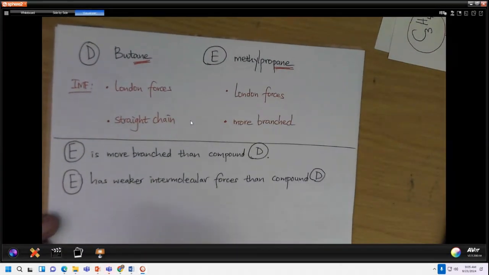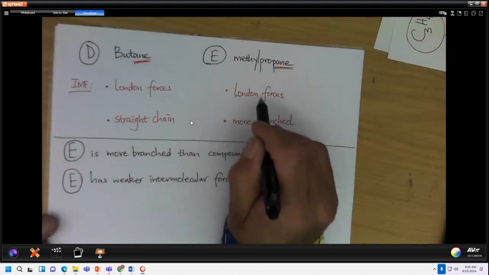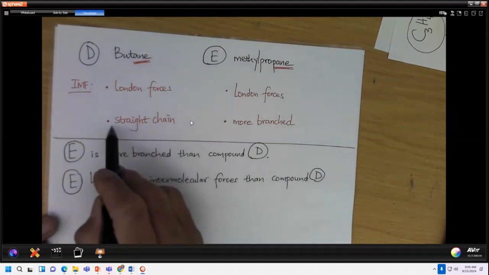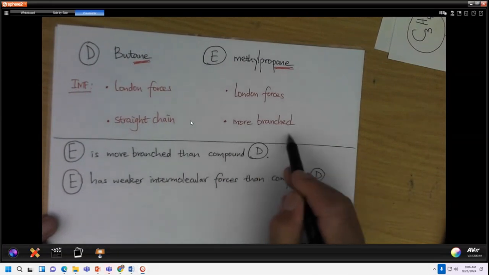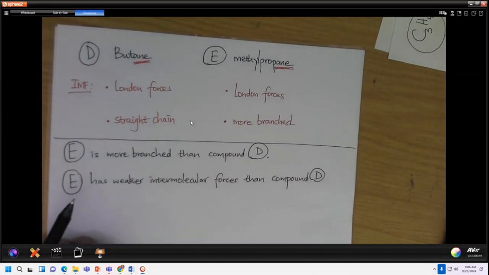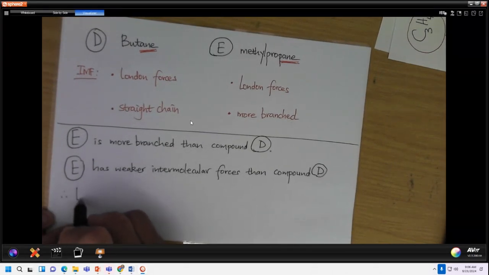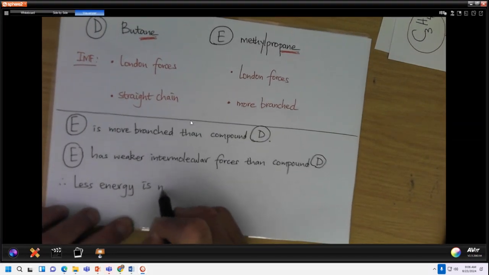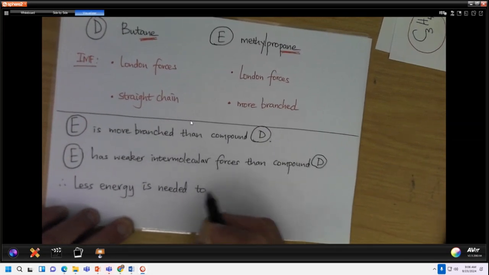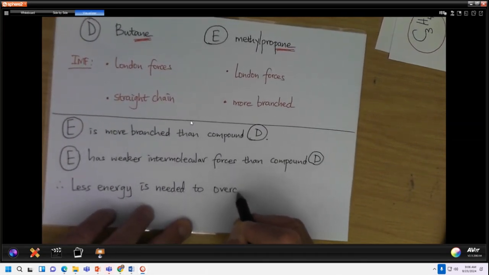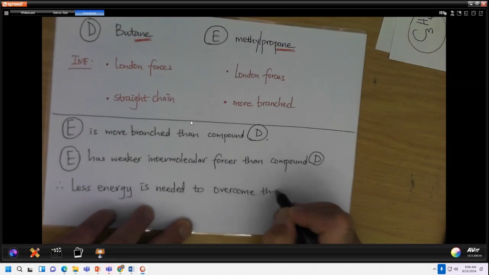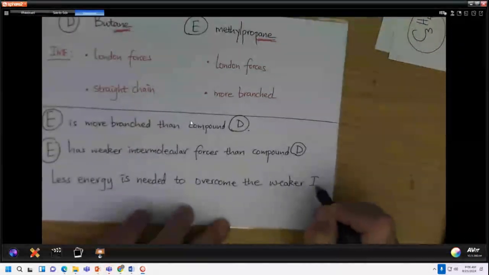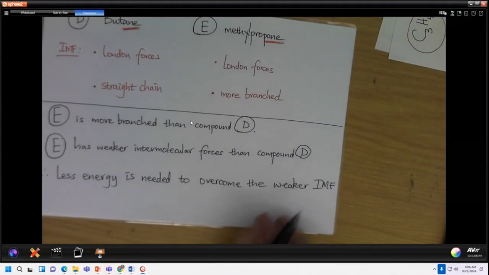Although both of them have London forces, these London forces are weaker than those London forces. The reason for that is this is a straight chained molecule. What about this one? This is more branched. As a result, less energy is needed to overcome the weaker intermolecular forces. Please don't do this in the exam. I'm just taking a shortcut now.